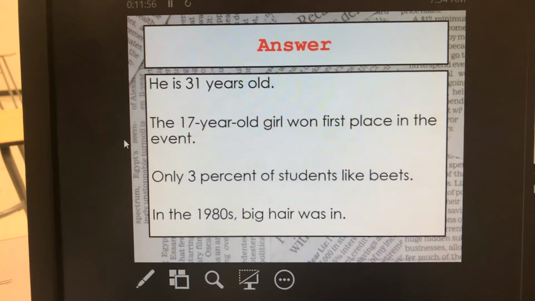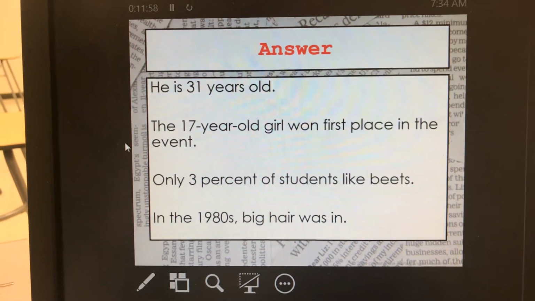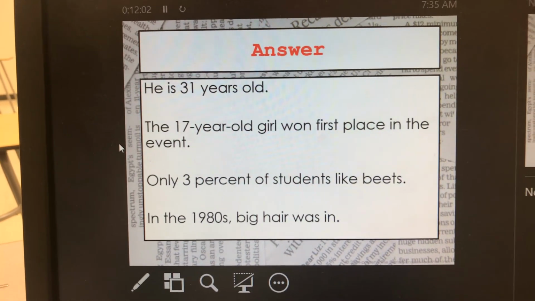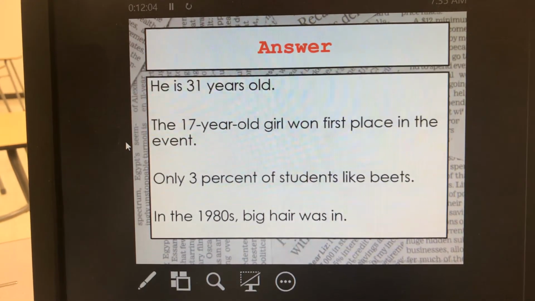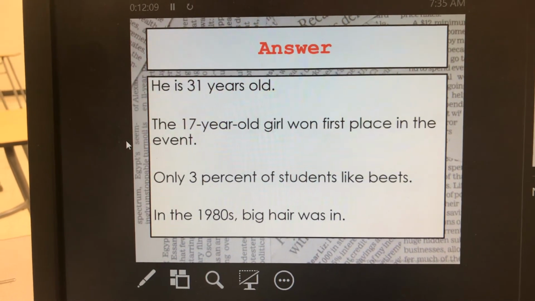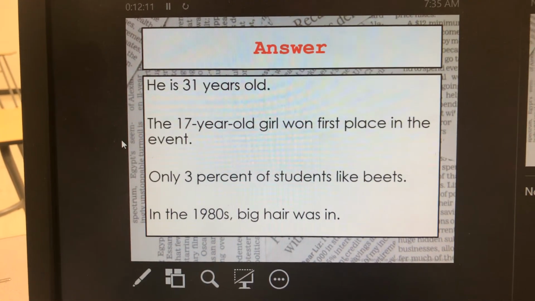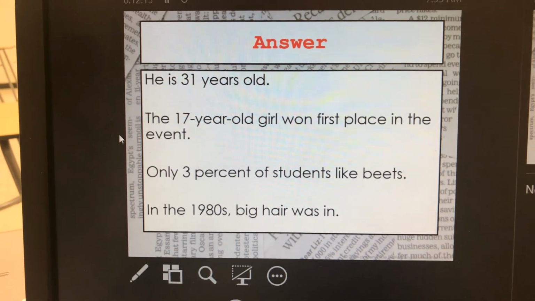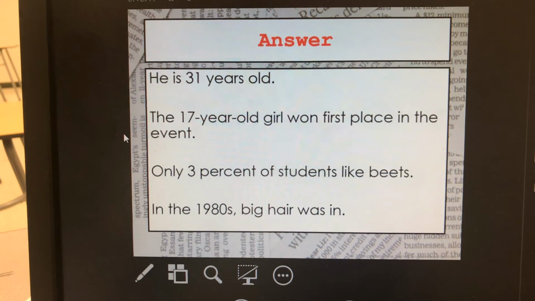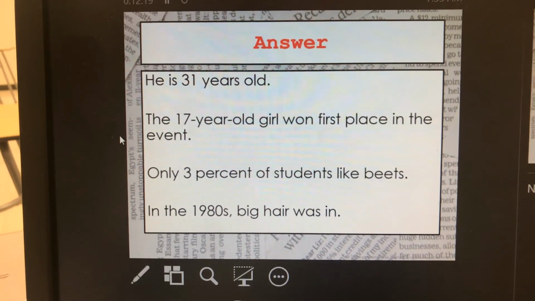Well, we always write ages as a numeral. And when we write ages as an adjective, we must hyphenate it. 17 hyphen year hyphen old. And then we're done. That is the adjective, so we don't need a hyphen between old and girl. Won first place, F-I-R-S-T, and then only 3, the number 3, and then the word percent, right?